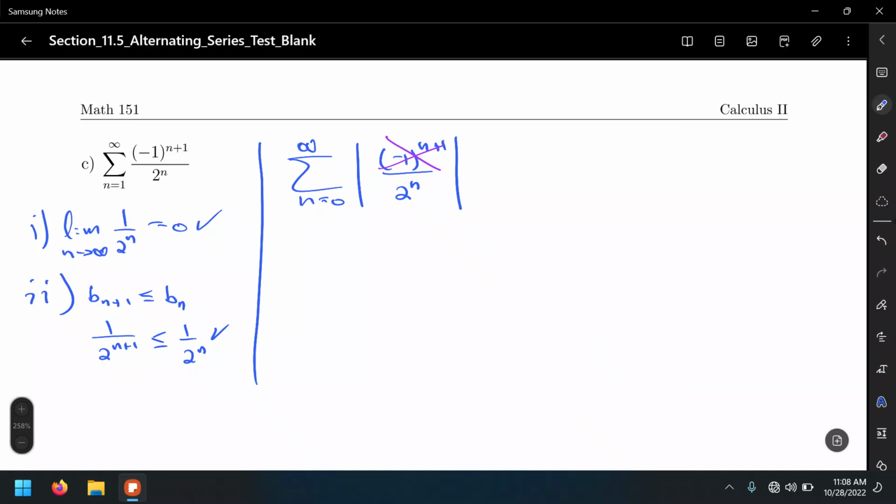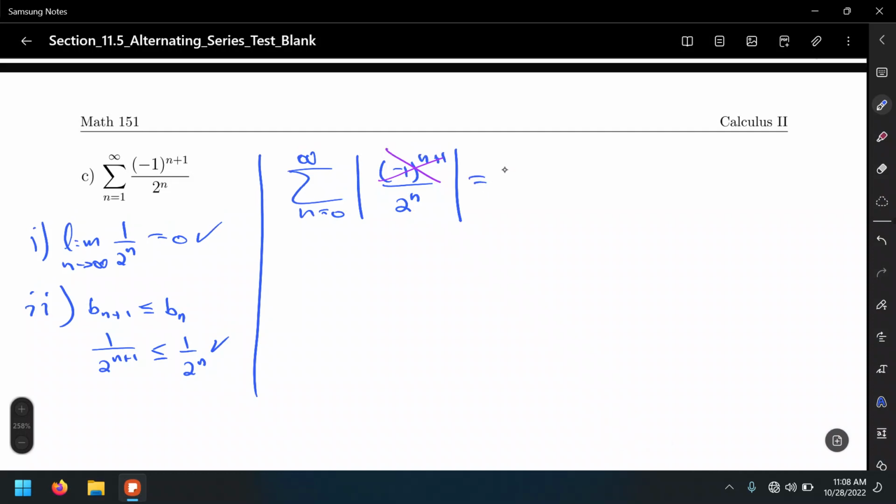Well, in this case, this is simply sigma n equals 1 to infinity, 1 over 2 to the n, or 1/2 to the n power. And what about this series? Do we really need to use any comparison like the previous examples? No, this is direct. This is a really nice series.